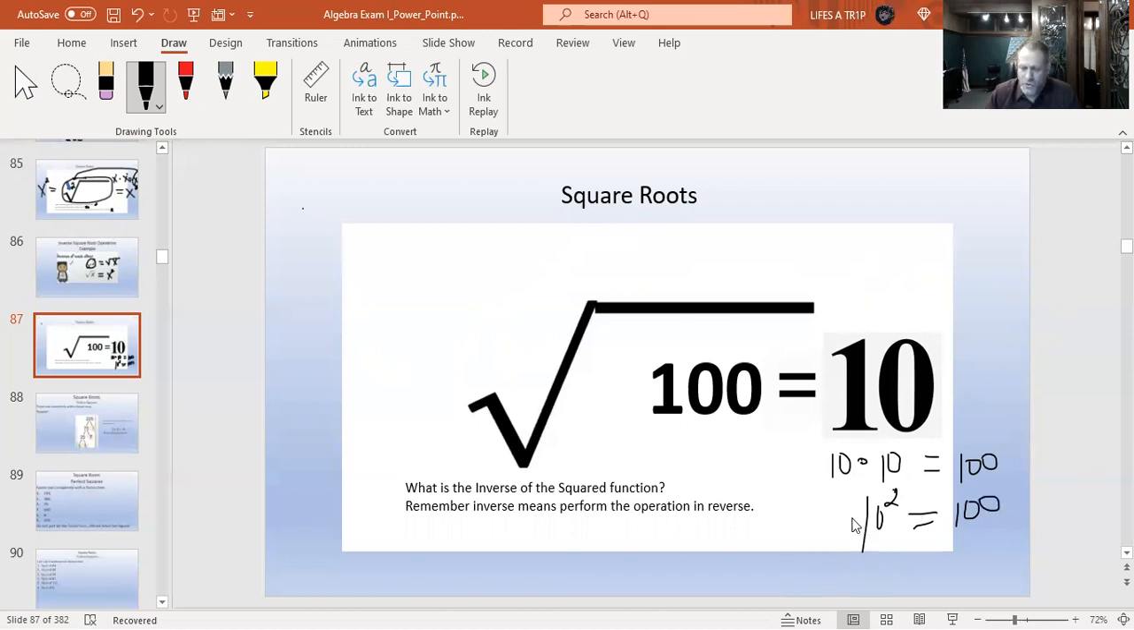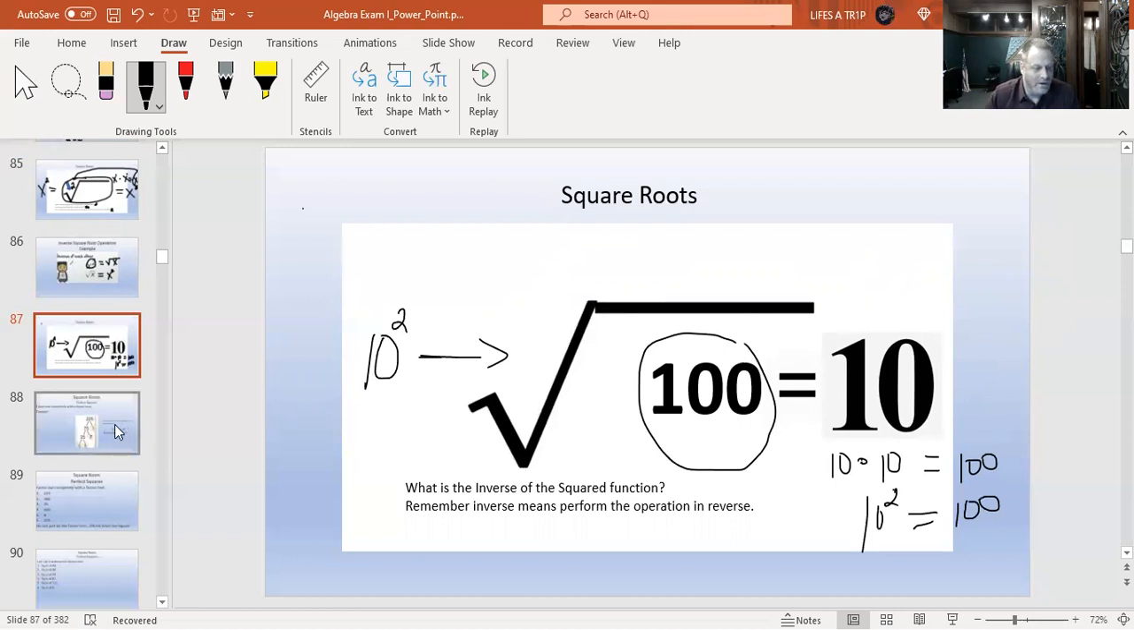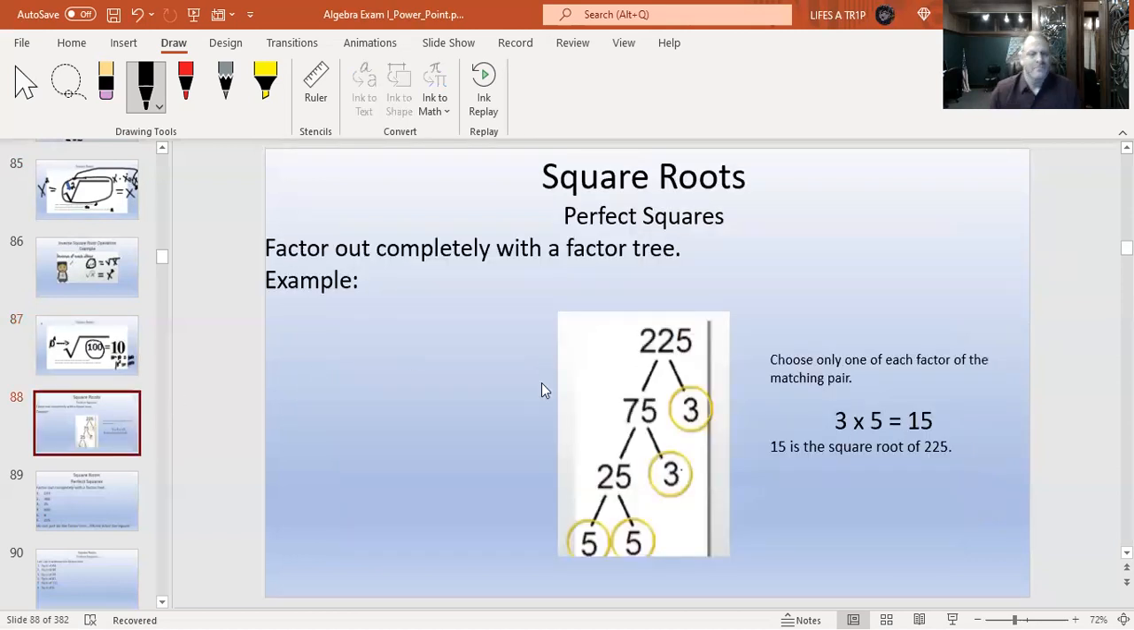All right, guys, so the reversal, the inverse of 10 squared, would be to change it to the square root of 100. Okay, but the square root of 100 is a perfect 10. All right, let's look at some of these.